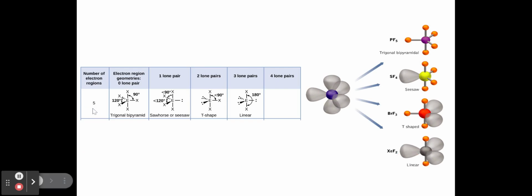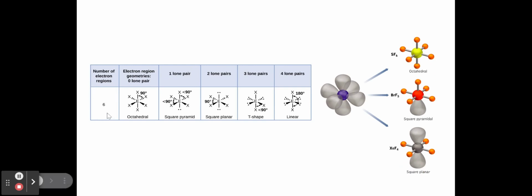If we have 5 electron domains, our electron geometry would be trigonal bipyramidal. And if they're all bonding pairs, the molecular geometry is also trigonal bipyramidal. If we have one lone pair of electrons and 4 bonding pairs, it's seesaw for the molecular geometry. If it's 2 lone pairs and 3 bonding pairs, it's T-shaped. And if it's 3 lone pairs and 2 bonding pairs, it's linear.